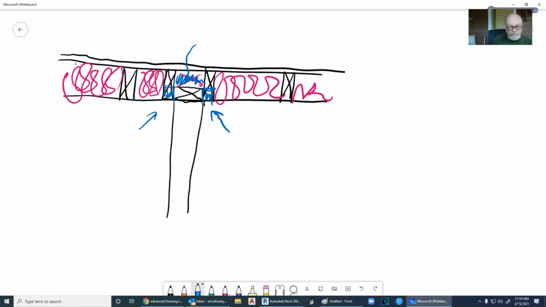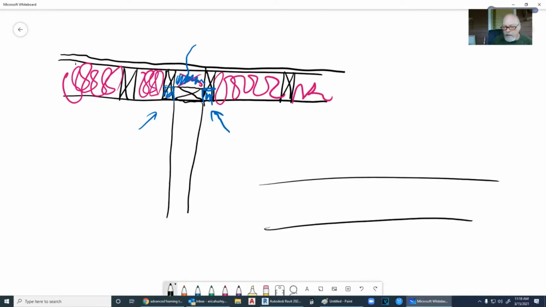So how can we improve on this? So by doing a ladder type, there's a couple of different ways that you could do this.